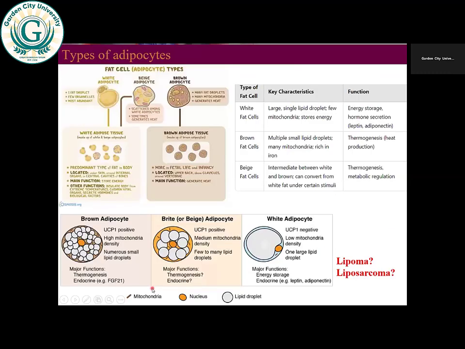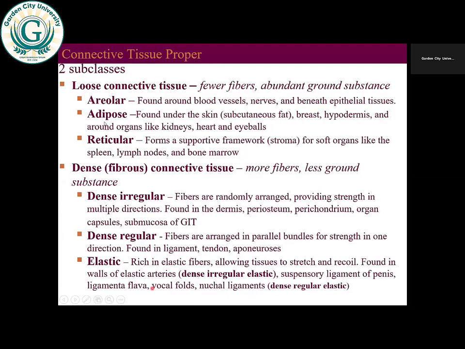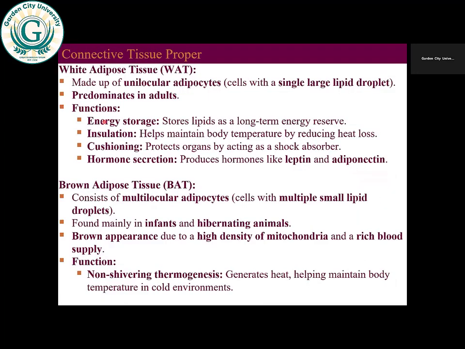white adipose. Remember, I'm just looking at them one after the other. So we look at the areolar, so we're looking at adipose and the reticular. So adipose connective tissue, we have the white one and we have the brown one.